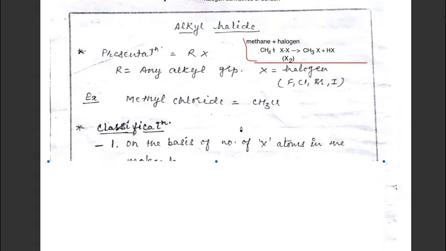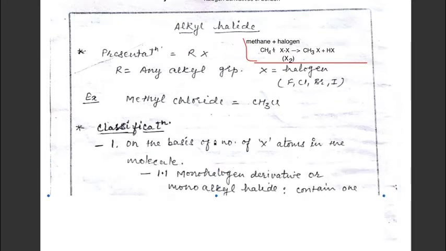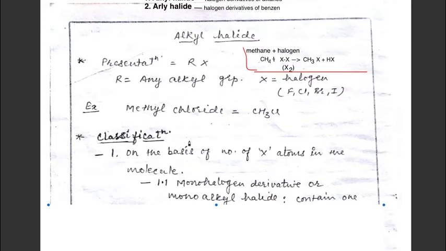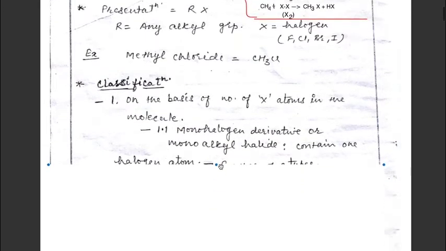There are many ways by which alkyl halides can be classified. First criterion is on the basis of the number of halogen atoms in the molecule. If in the molecule the halogen atom is 1, then that is called a monohalogen derivative or monoalkyl halide. Similarly, if halogen atoms are 2, then those compounds are called dihalogen derivatives or dialkyl halides, and if 3 halogens are present, then those alkyl halides are called trihalogen derivatives or trialkyl halides.